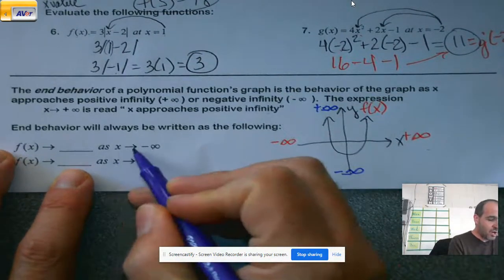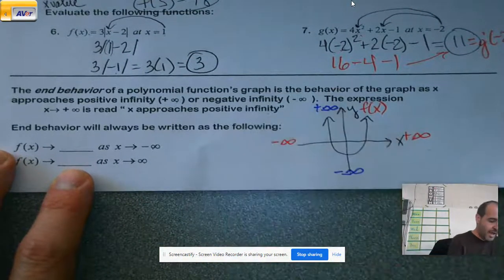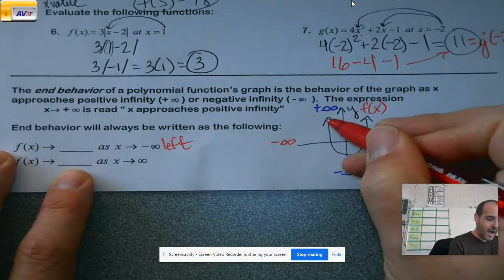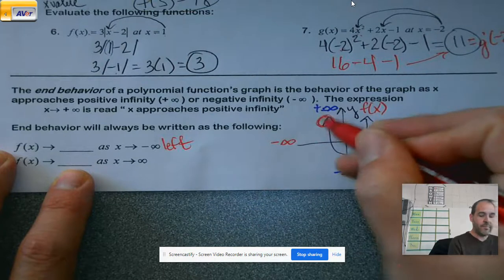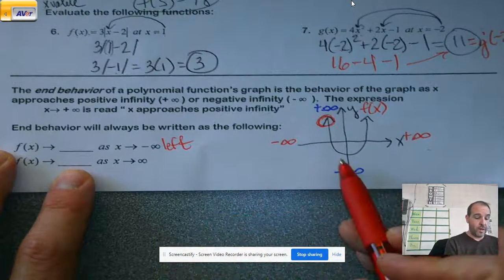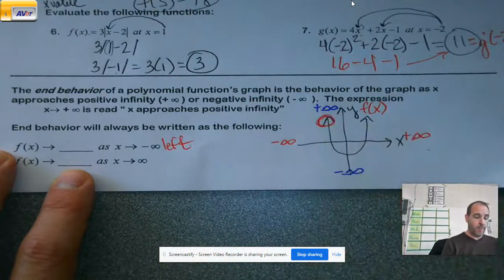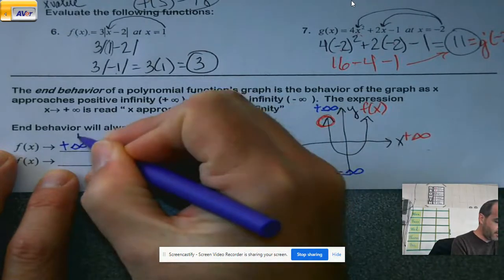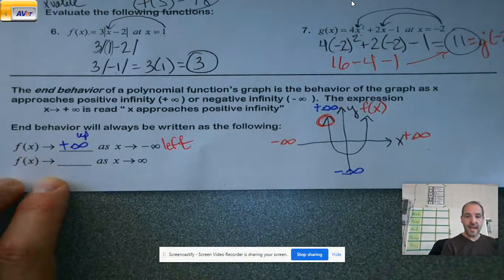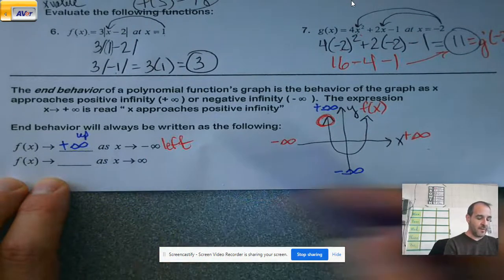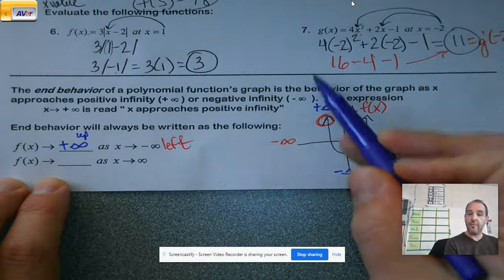So as x goes towards negative infinity, as x goes to the left, find the left side of my graph, right here. That's the furthest part left. What direction is my arrow going? Is my arrow going up or down? It's going up towards positive infinity. So basically what we're saying is y goes up as x goes left. As I'm going left, I'm going up.